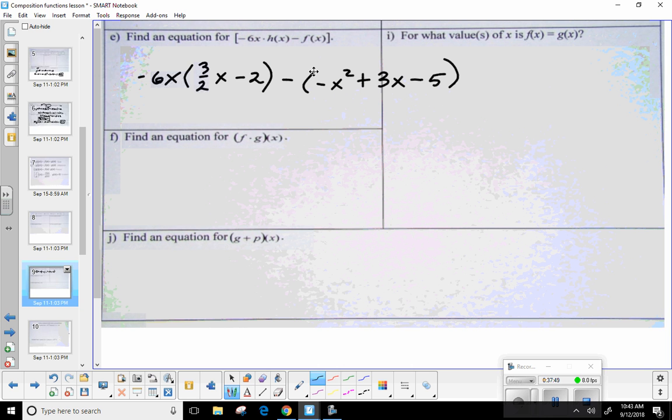Okay. And I would recommend, especially if you're going to subtract a polynomial, always put parentheses around it, because you don't want to forget you're subtracting every term in that expression. So in order to drop those, you would have to distribute. If I distributed that -6x, what am I going to get? -9x squared plus 12x. Now over here, we're just going to be changing the sign. So plus x squared minus 3x plus 5.